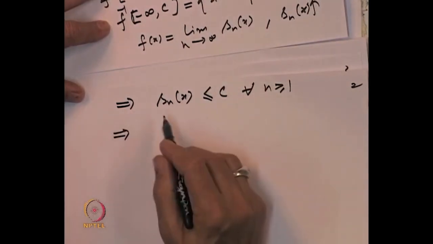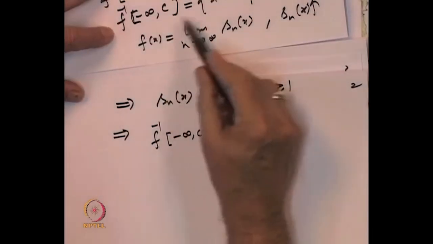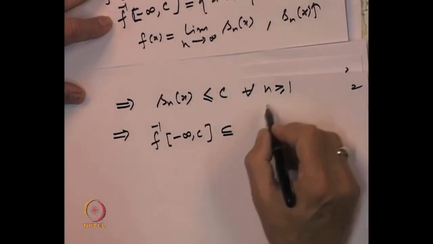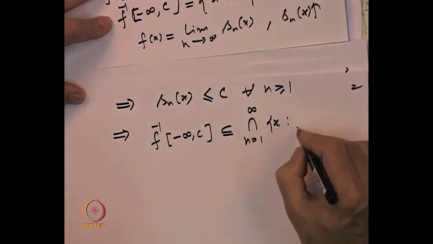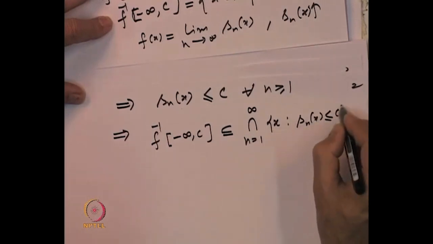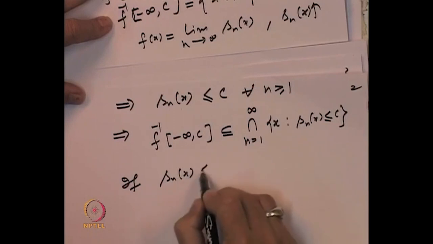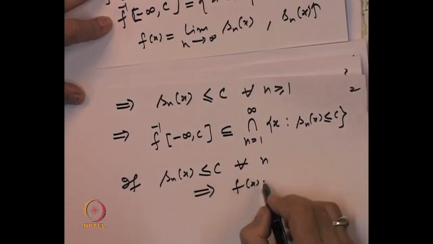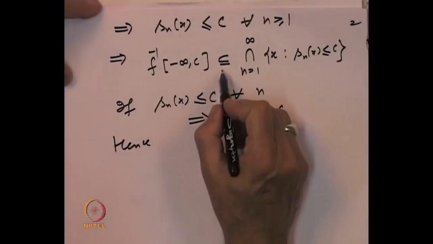So, this implies that for the set f inverse of minus infinity to C, if x is such that f of x is less than or equal to C, that implies s n of x is less than or equal to C for every n. So, this is contained in the intersection over n equal to 1 to infinity of all x such that s n of x is less than or equal to C. And conversely, if s n of x is less than or equal to C for every n, then this automatically implies that f of x, because f of x is the limit, is also less than or equal to C. So, hence, this is actually an equality.